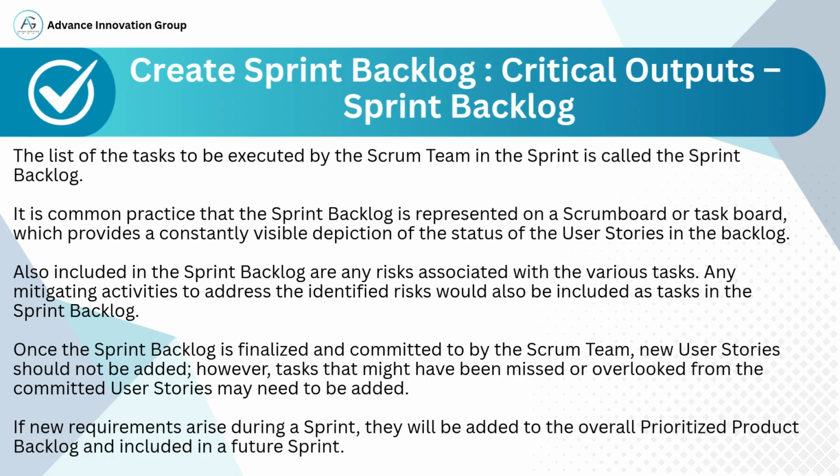It is important to note that once the sprint backlog is finalized, the team should not accept new user stories during the ongoing sprint. However, if the team finds any missing tasks related to the already committed user stories, those can be added after discussion and agreement. If new requirements are discovered during the sprint, they are redirected to the product owner and logged into the prioritized product backlog for consideration in future sprints.